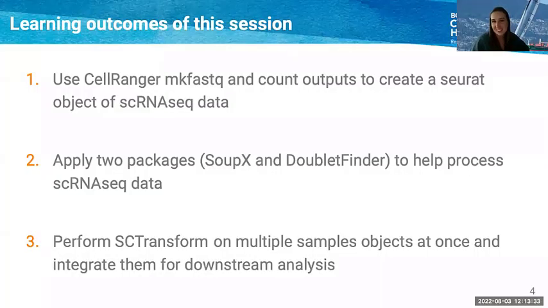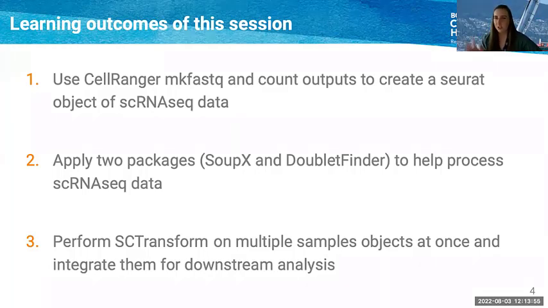And here are the learning outcomes for this session. So first, we're going to use Cell Ranger mkfastq and count outputs to create a Seurat object of our single-cell RNA sequencing data. Earlier in the first session, we already used the Cell Ranger mkfastq and count functions. And so now we're going to see what we can do with these with Seurat.